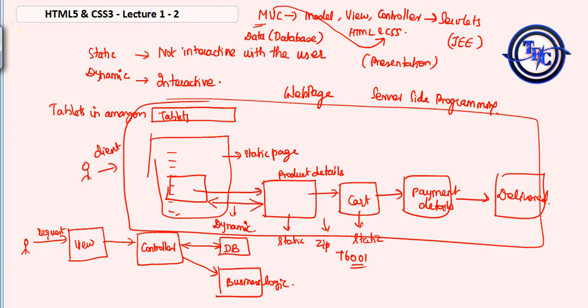So this controller can access some Java code at the back doing all the business logic. This business logic in turn can access the database, and the response will be given to the user. This is said to be the MVC pattern. This we will see in detail when we see servlets.